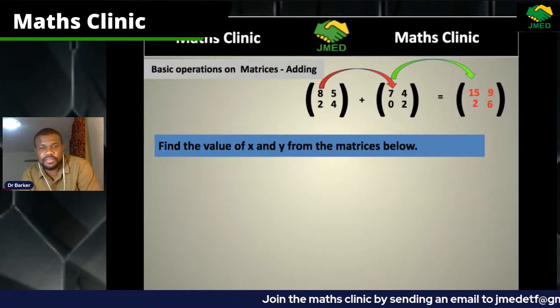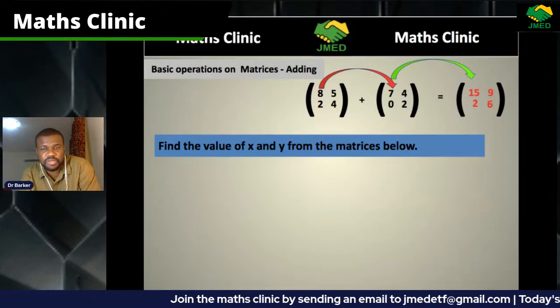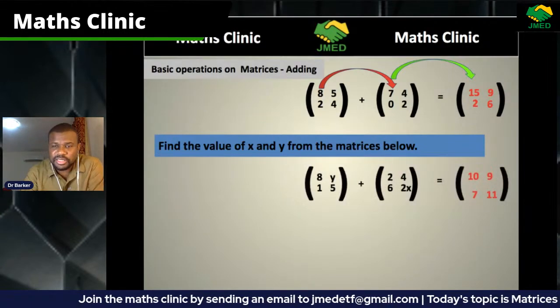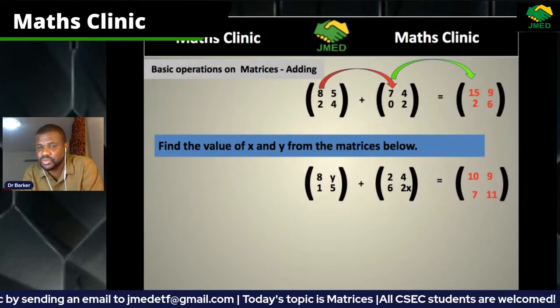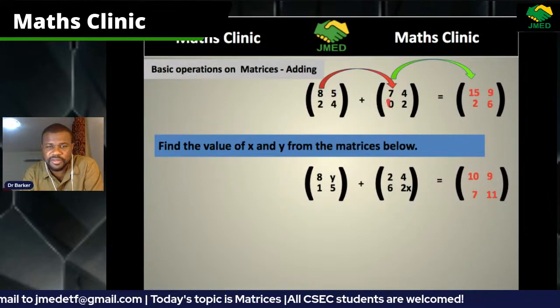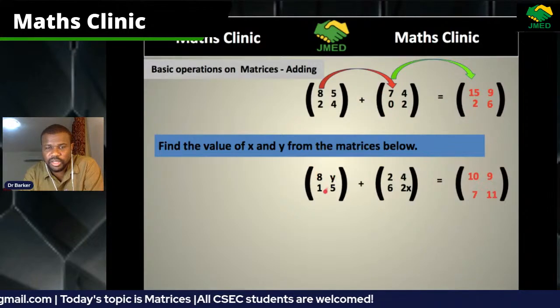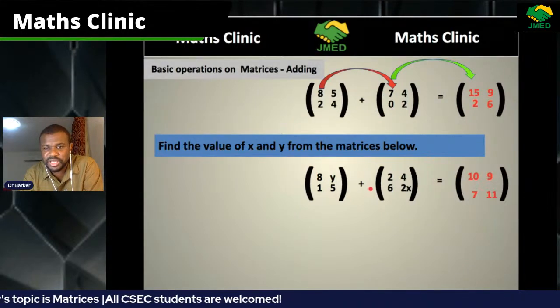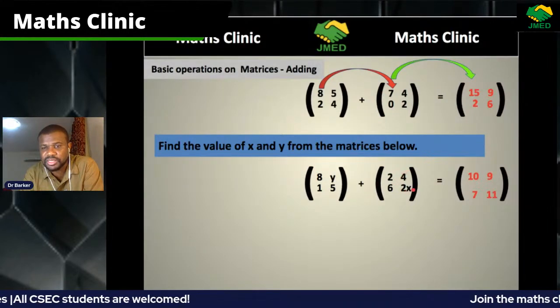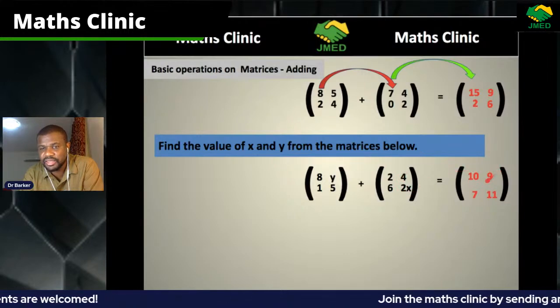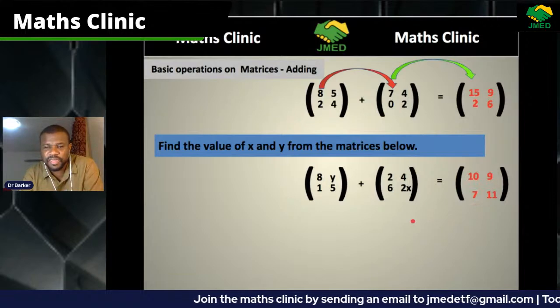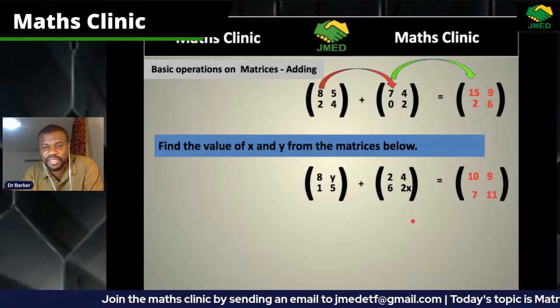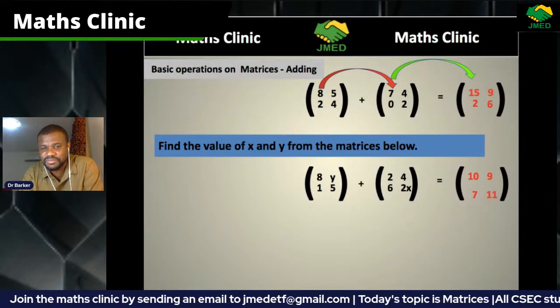All right, so find the value of x and y from the matrices below. Now, I'm showing an answer to the question here just to show you how this could change into a different type of question. So we have 8, y, 1, and 5 in one matrix, and we have 2, 4, 6, and 2x. And we have 10, 9, 7, and 11 as the problem. Any ideas how we go about finding y or 2x?